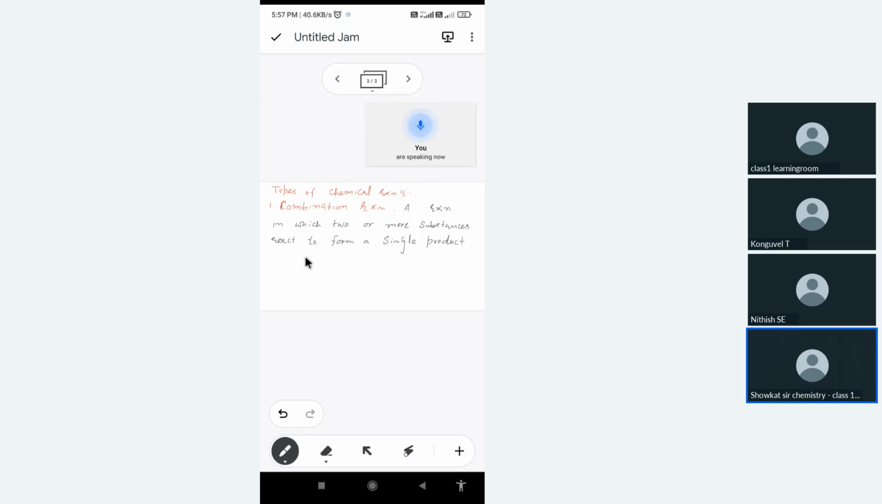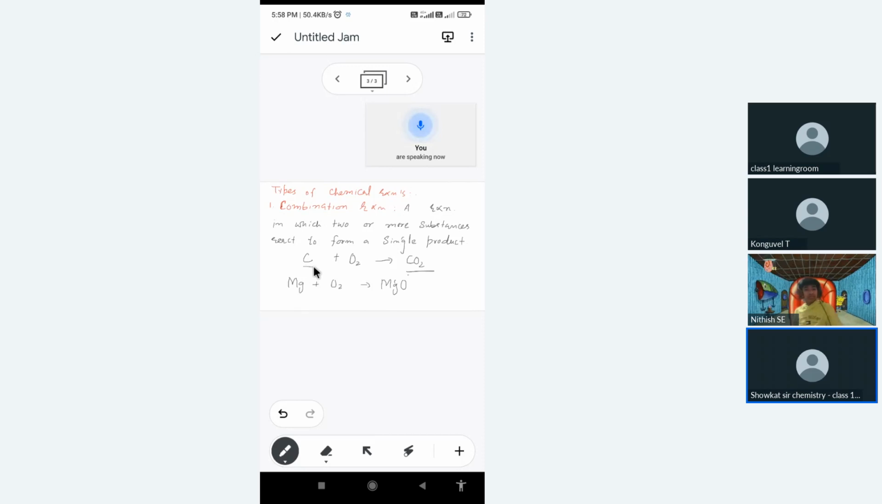Just as you have seen here, this carbon reacts with the oxygen and forms the carbon dioxide. So here is the single product. So it is a combination reaction. Are you getting? Yes, sir. Isn't it a combination reaction? Yeah, it is a combination reaction. For example, if I write here, I'm having magnesium. It reacts with oxygen, so it forms only one product, that's your magnesium oxide. So it is a single product. That means it is a combination reaction.